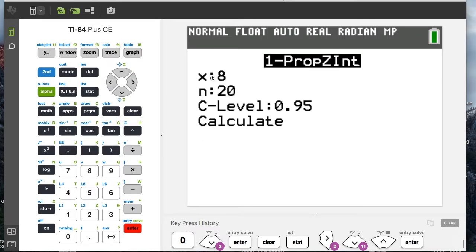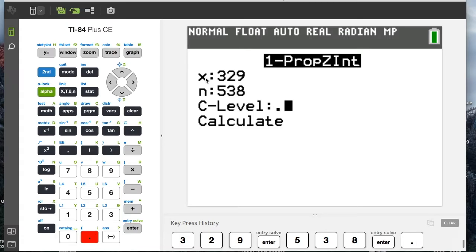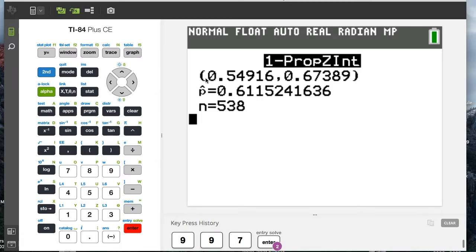And we need to tell it our information. We have our x, our n, and our C-level is the confidence level. So I said our x was 329. Our total was 538. And the confidence level was 99.7%. You want to plug this in as a decimal. So 0.997. Go down to calculate. And here's our interval. 0.54916 to 0.67389.